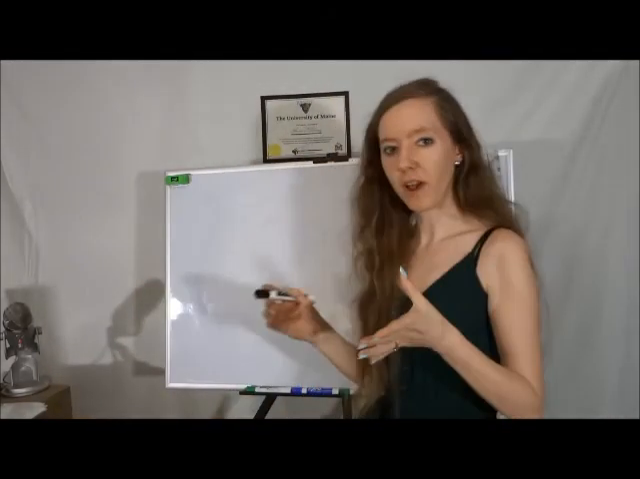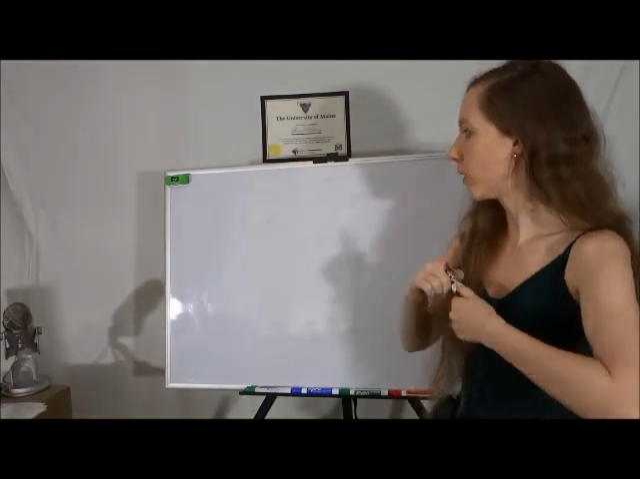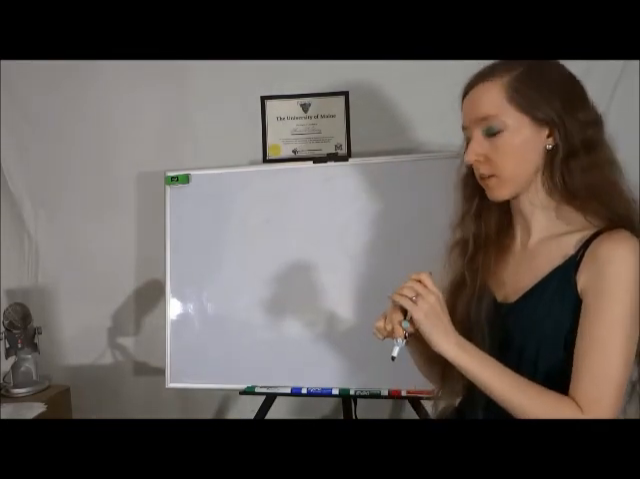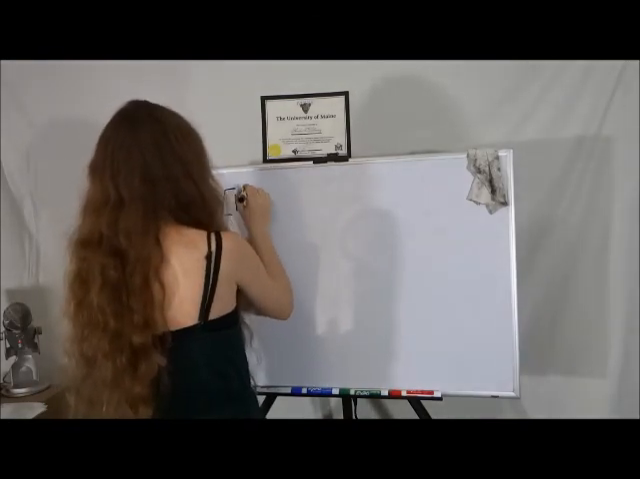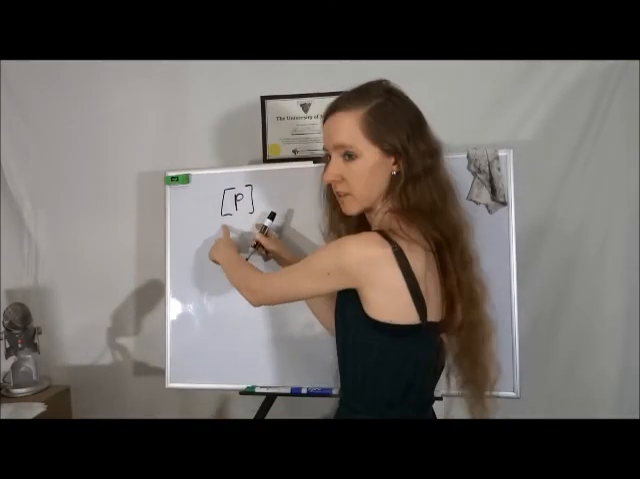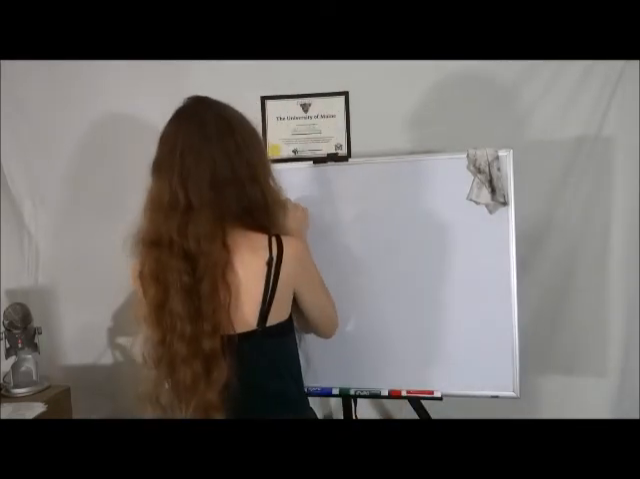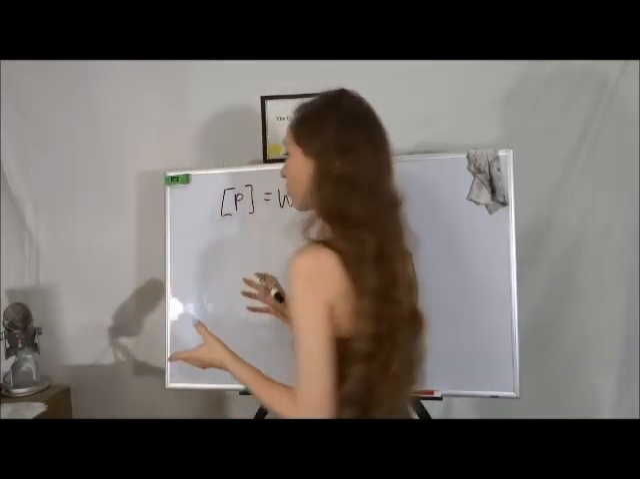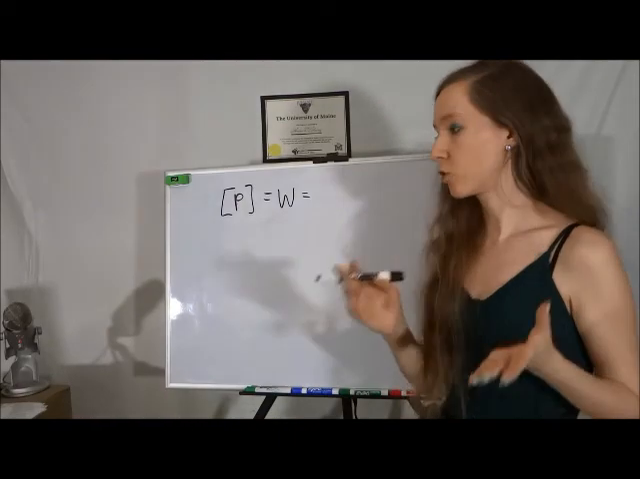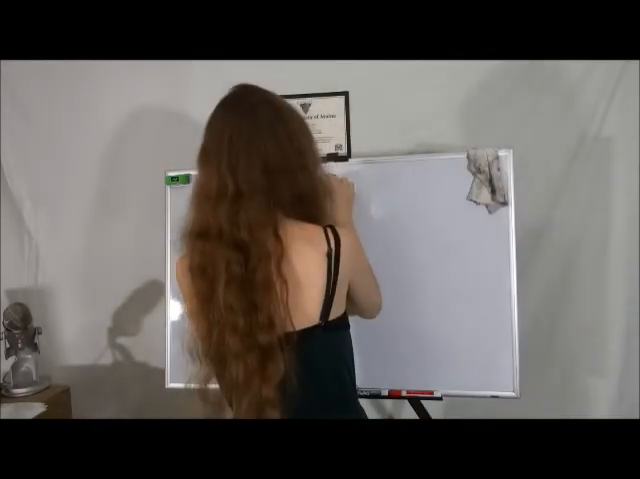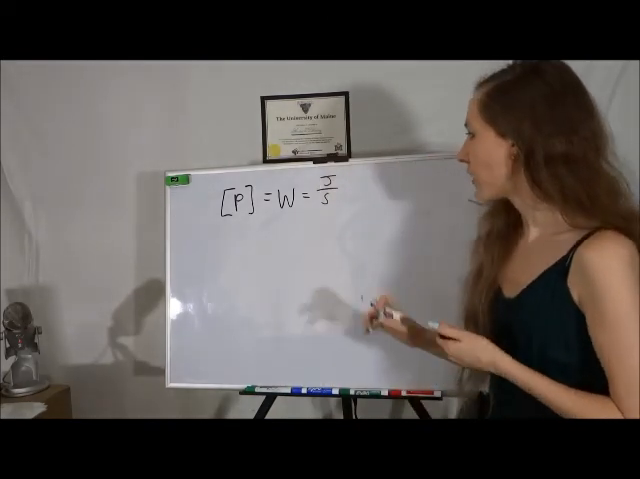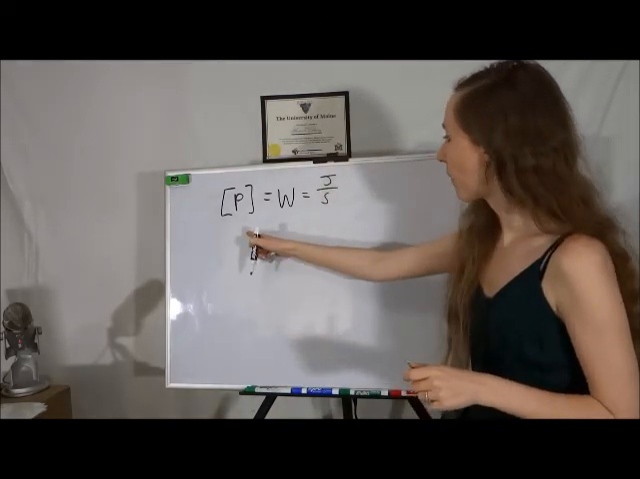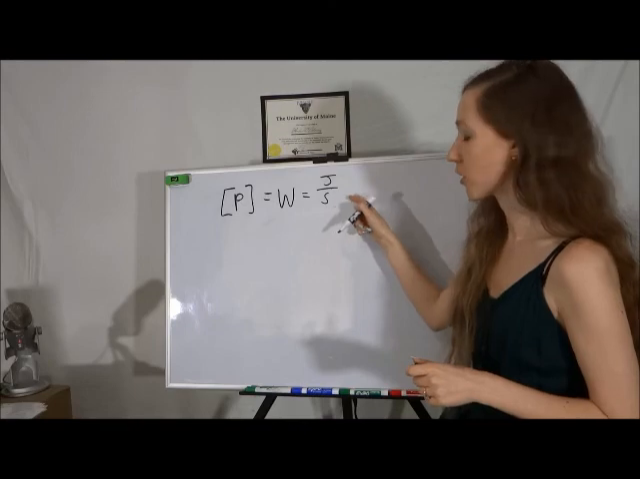So if we go back to the idea of power, we know that power has units of watts. And so, again, I'm going to use these brackets to denote units. So the units of power are watts. Well, what's a watt? A joule per second. So this is joules per second. And so, as this kind of hints at, our power is our energy per time.